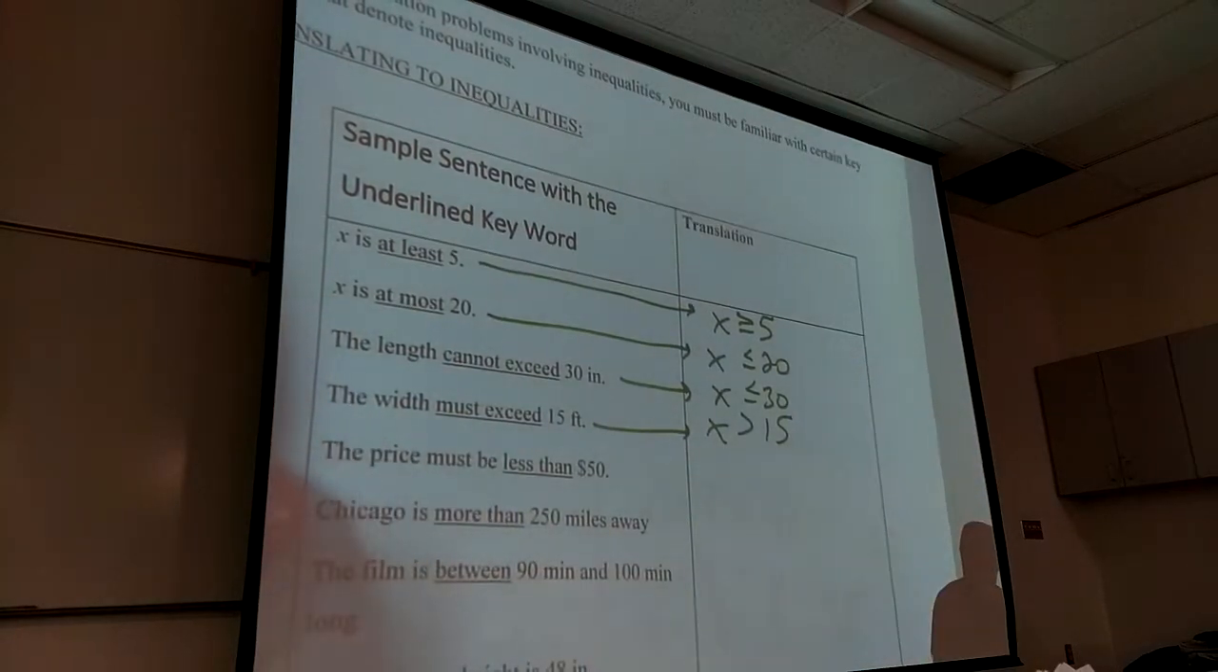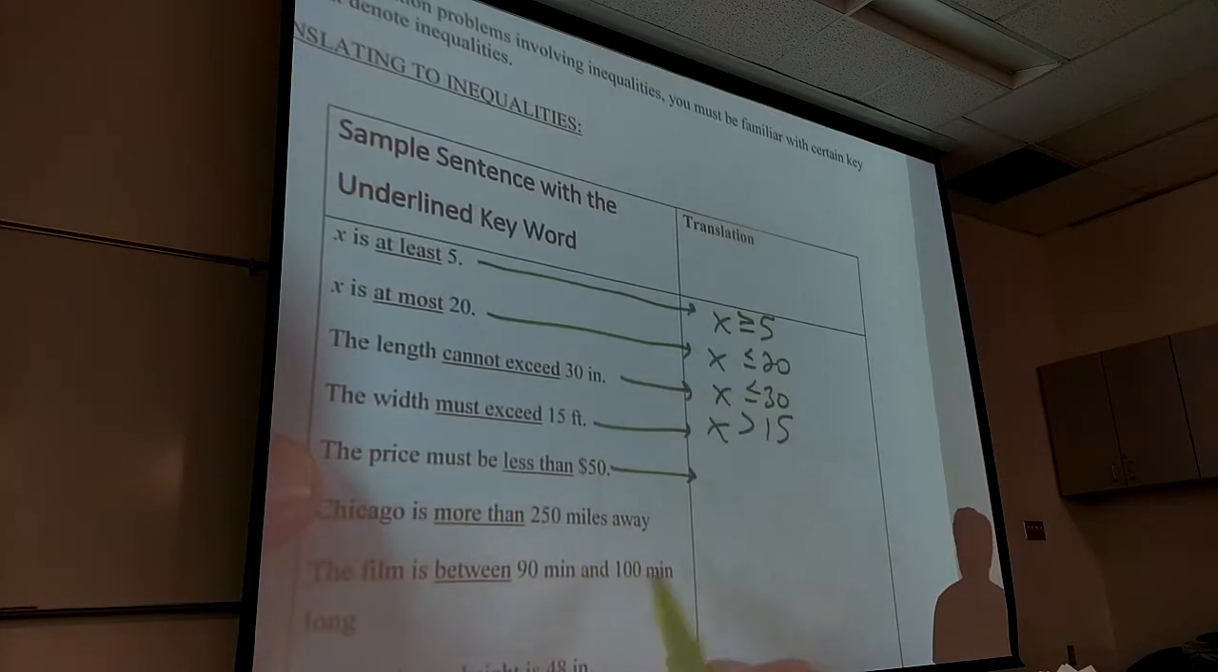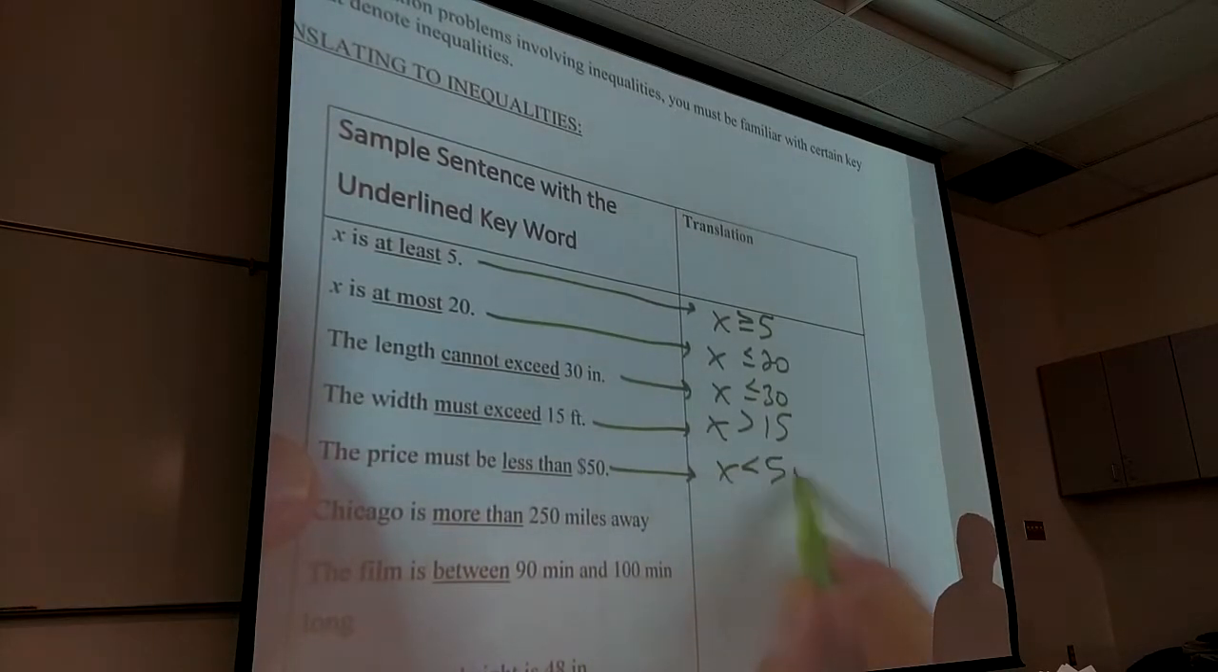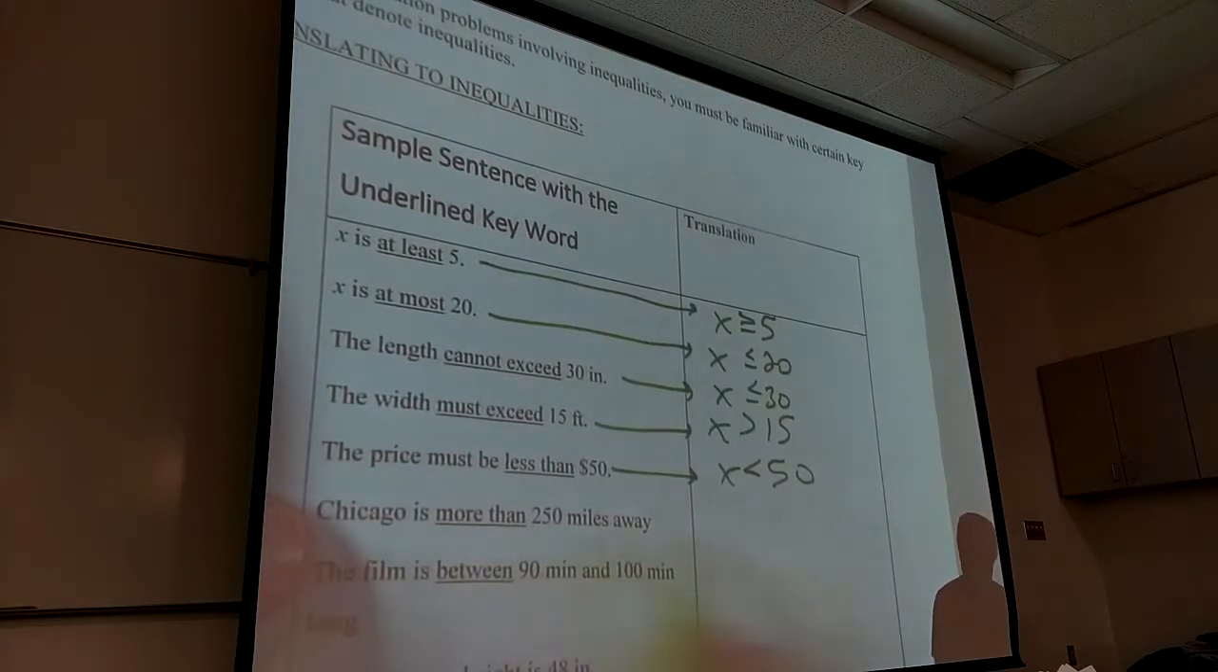All right, we have to do every single one. Now this one should hopefully be easy. The price must be less than $50. It can't be that one. It's just basically how we read it. More than, okay, we can do that.